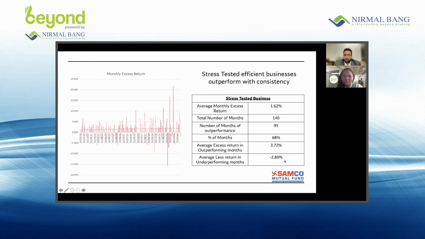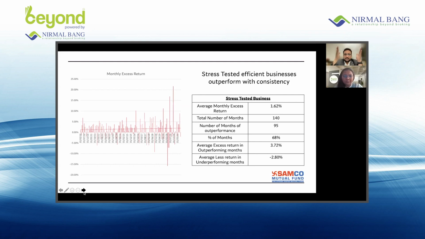When they've underperformed, it's by a smaller margin of negative 2.8%. And because of that, the average outperformance is about 1.62% on a monthly basis. So this has been very well backtested. But the idea is that, obviously, backtests come with their own challenges and restrictions.